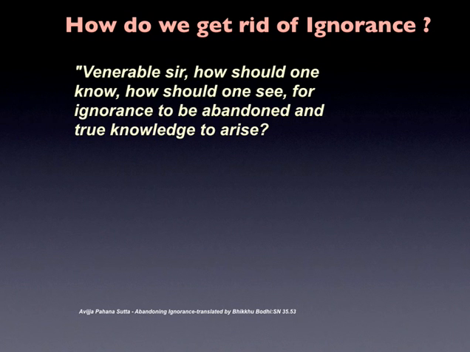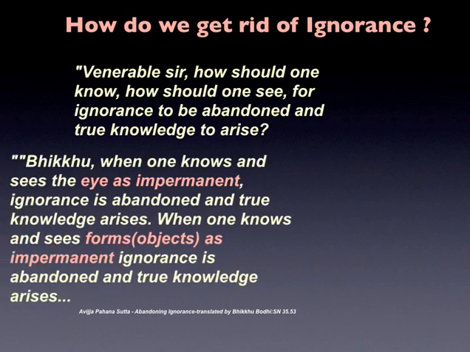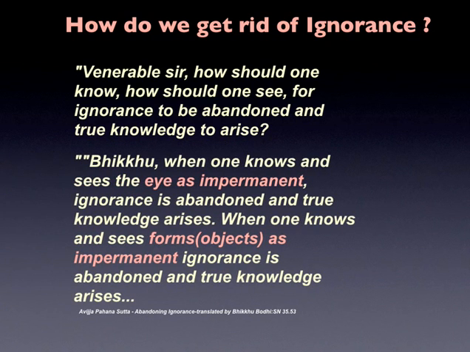Once a monk came and asked the Buddha, "Venerable Sir, how should one know, how should one see for ignorance to be abandoned and true knowledge to arise?" The Buddha said simply, "Bhikkhu, when one knows and sees the eye as impermanent, ignorance is abandoned and true knowledge arises. When one knows and sees forms as impermanent, ignorance is abandoned and true knowledge arises."